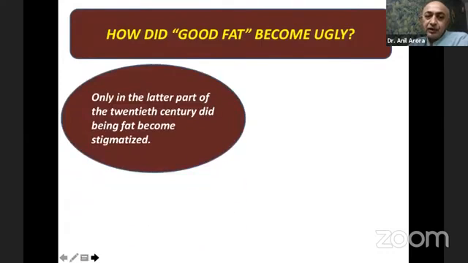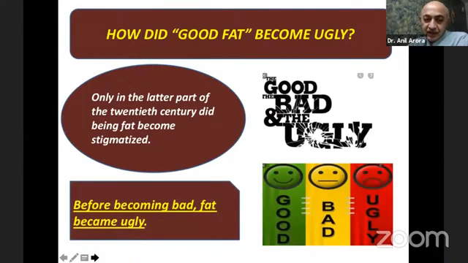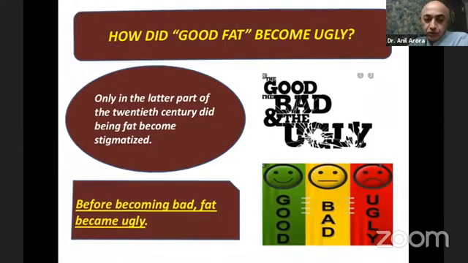Only in the latter part of the 20th century did it become stigmatized. And before becoming bad, being fat underwent a process of being ugly. Let me give you some examples of that too.